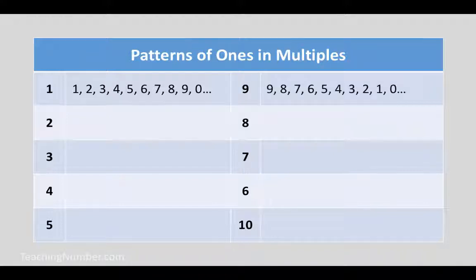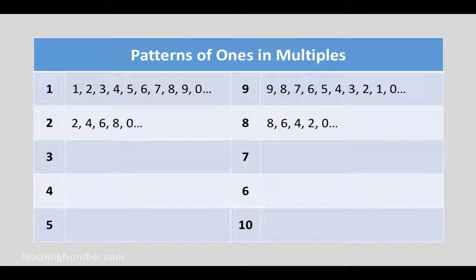The pattern of ones in the multiples of 9 consists of these same 10 digits in reverse order, except that 0 still comes last because 0 ones denotes tens. The pattern of ones in multiples of 2 is similar to that for multiples of 1, except only even digits are used. And the pattern of ones in multiples of 8 is the reverse of the pattern for multiples of 2, except again, 0 always comes last because it denotes tens.